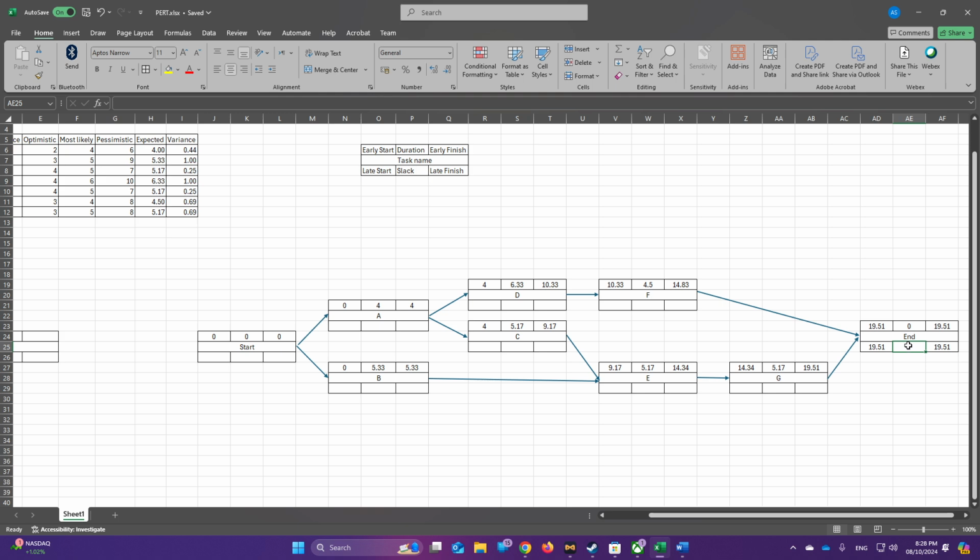19.51. This lag here will be 0. Also in the start it will be 0. Now we need to go backwards. So let's just go backward now. When going backward, we need to start with the finish instead of the start. So from here you take the number 19.51, which is taken from the end here, and we take here 19.51.